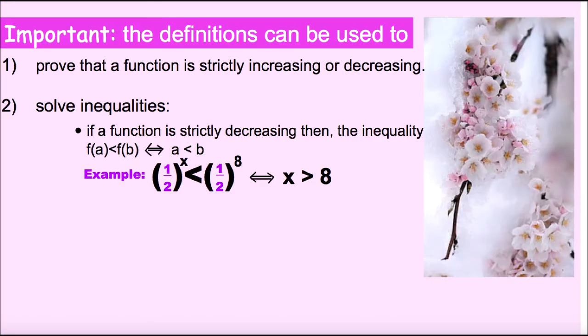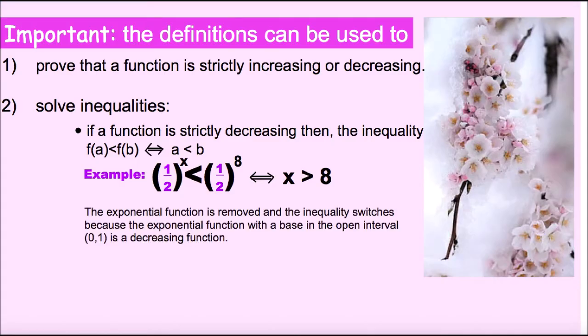Example: (1/2) to the x is less than (1/2) to the 8. That's equivalent to x greater than 8. The exponential function is removed and the inequality switches because the exponential function with a base in the open interval (0, 1) is a decreasing function.